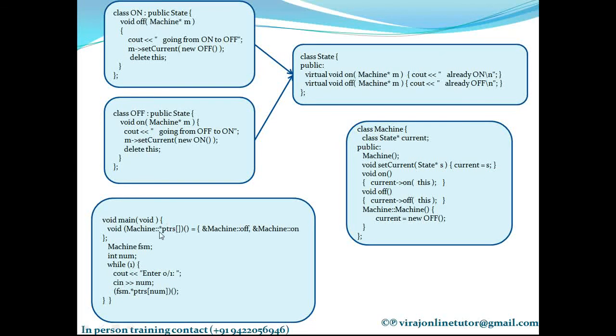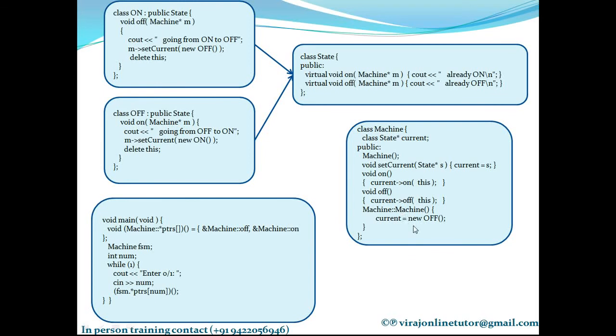In the main function, I have an array of function pointers, where the first element is the off state of the machine, and the second element is the on state of the machine. Then I'm printing on the screen saying enter 0 or 1 to the user. If user types 0, then I invoke the machine's off function. If user types 1, I invoke the machine's on function. So when I start the machine, what's the default state? Off state. So if user types 0, it will invoke the off function of the machine.